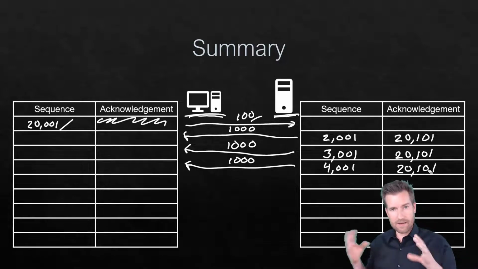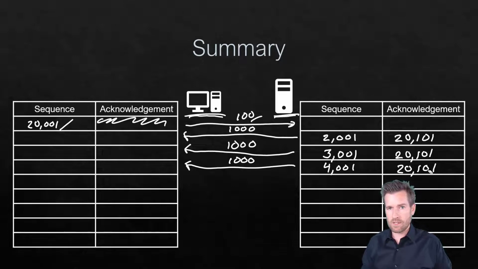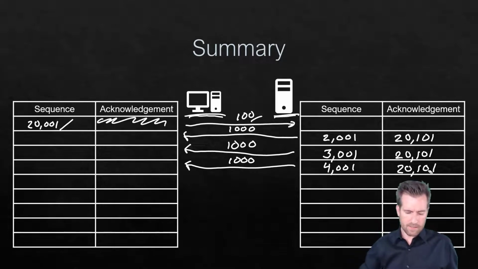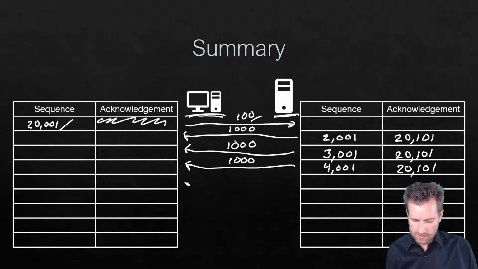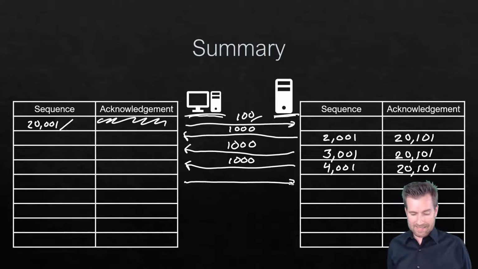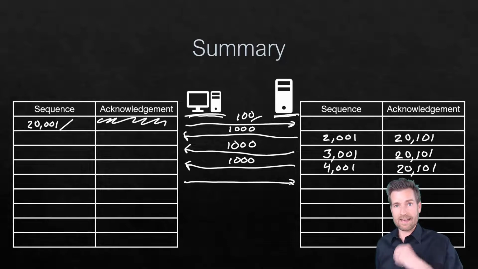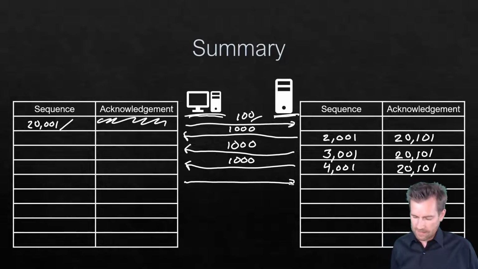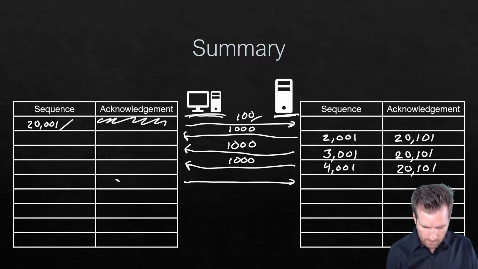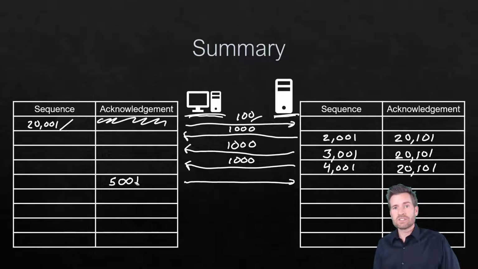This PC is going to need to acknowledge it, and where it acknowledges it is going to depend on what is negotiated between these two machines. But we'll just say after 3 segments, now this PC needs to send an acknowledgement. Within that acknowledgement, it sends what is the next byte it's expecting. In this case, it's going to be 5,001. So that's the next byte that it's expecting from this web server.